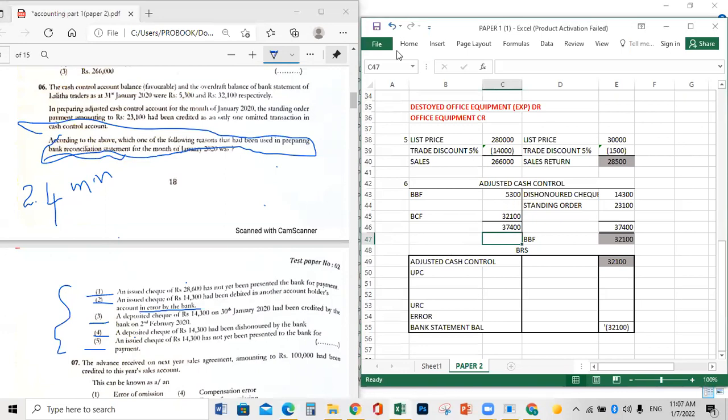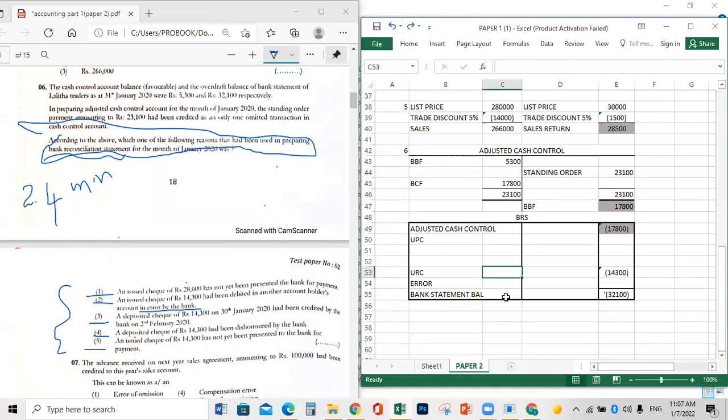But dishonored check is what? Dishonored check is adjusted cash control. Because of that, you cannot take that. Even though you get the same value, you cannot take it as a reason just because they specifically told you it's only bank reconciliation statement. Now go to the last one.